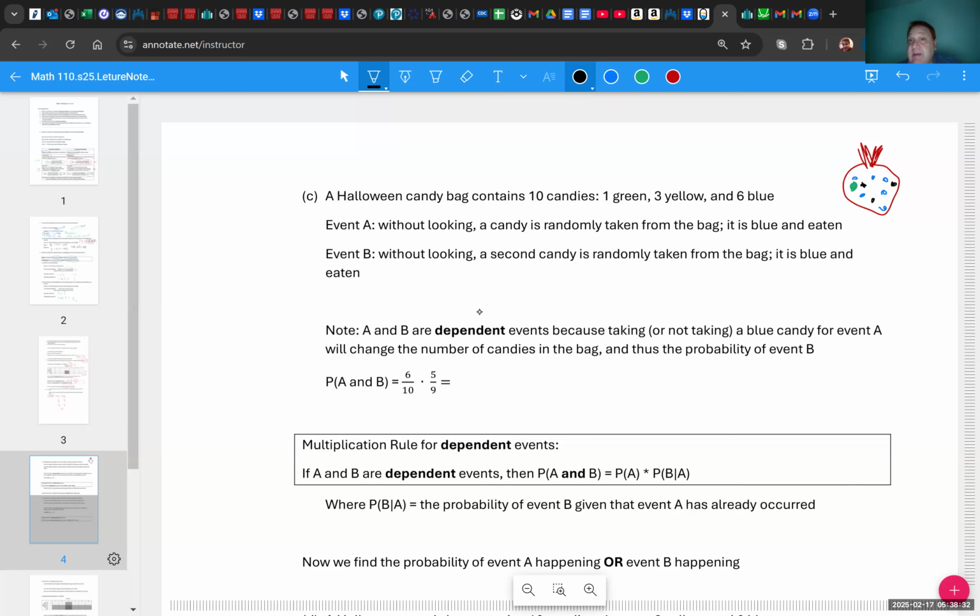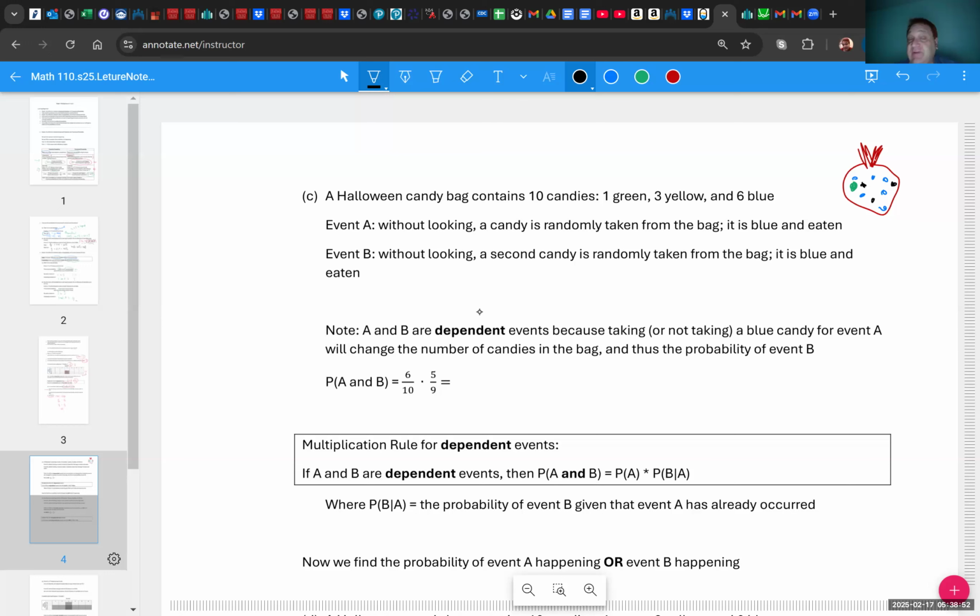And event A is it's going to be blue and you eat it. Event B, you reach into the bag. A second candy is randomly taken from the bag. It's also blue and you also eat it. Okay, so those are the 2 events, A and B. So we're going to try to find the probability that A and B occur.